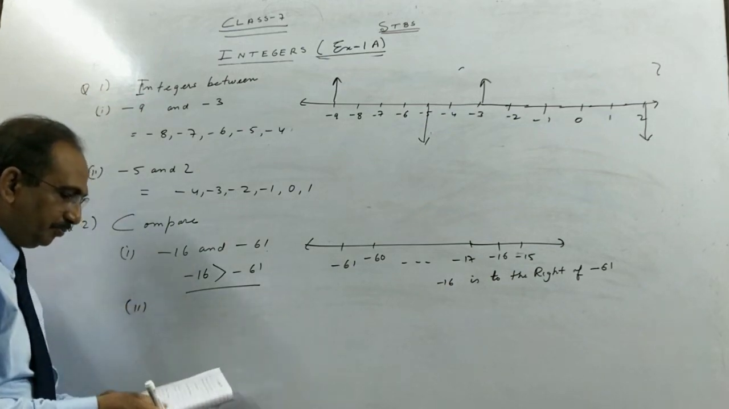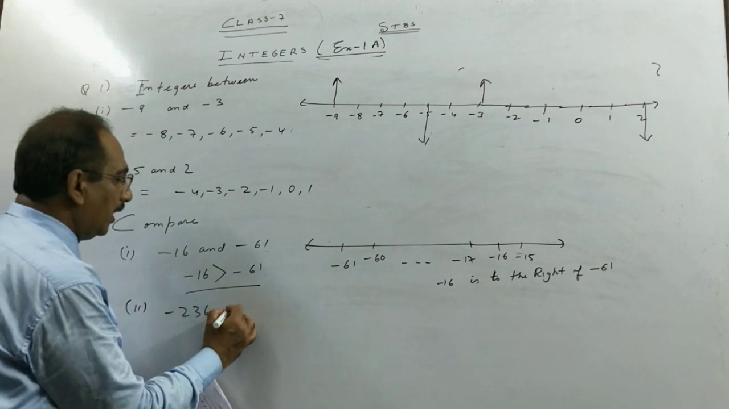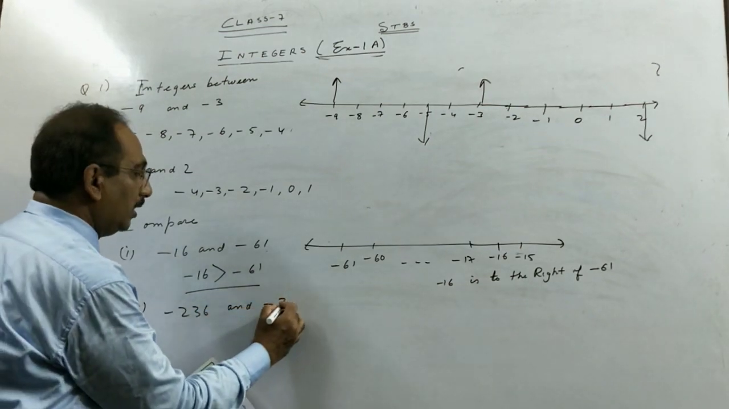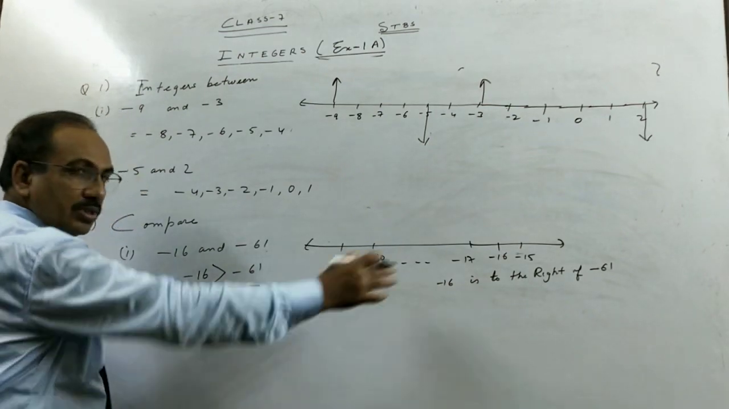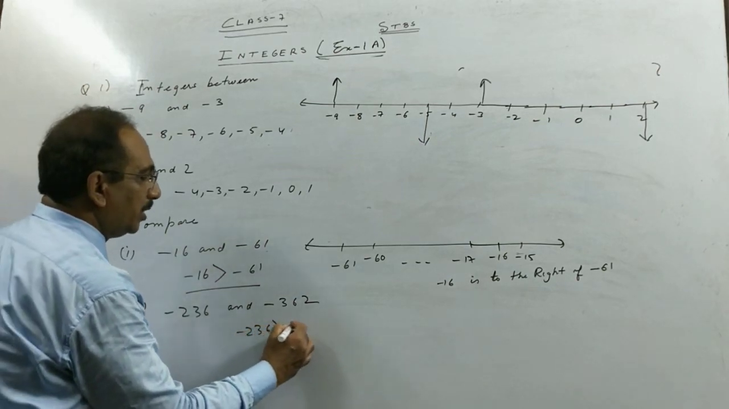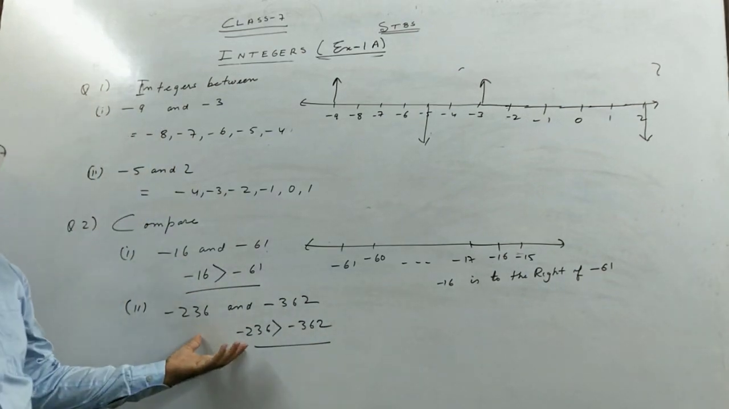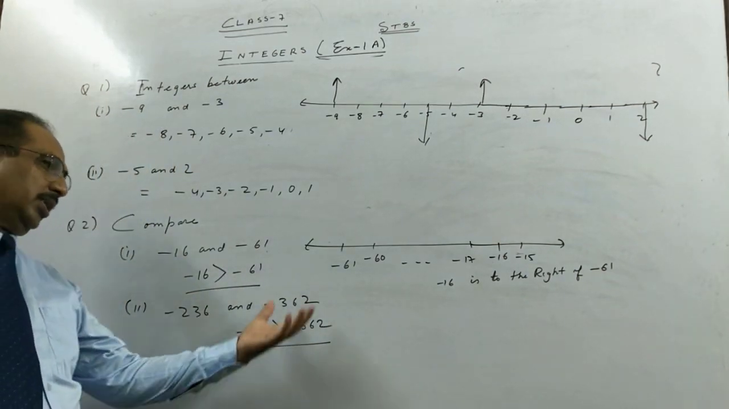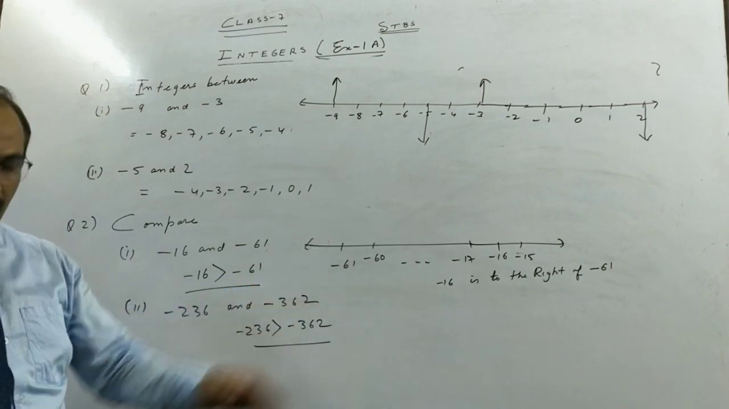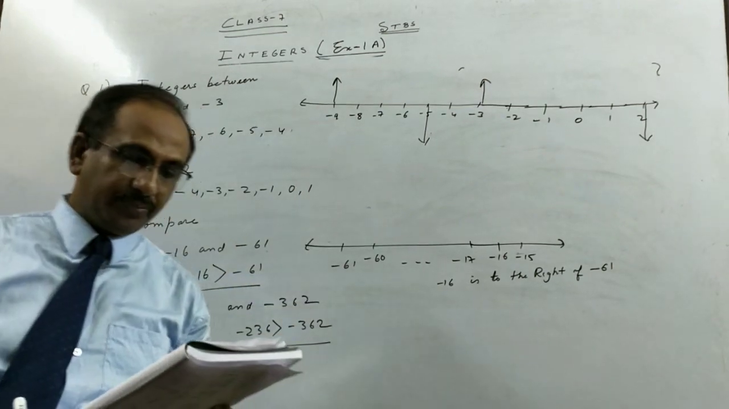Second, we have minus 236 and minus 362. If you plot them the same way, you will see minus 236 is bigger than minus 362 because this number is to the right of this.